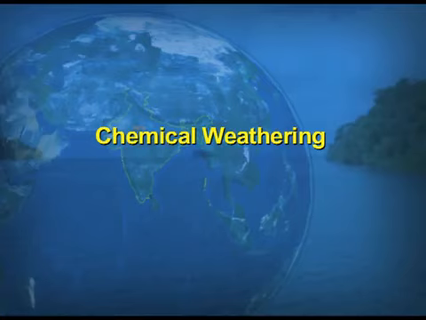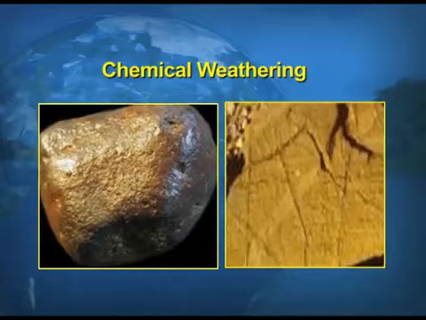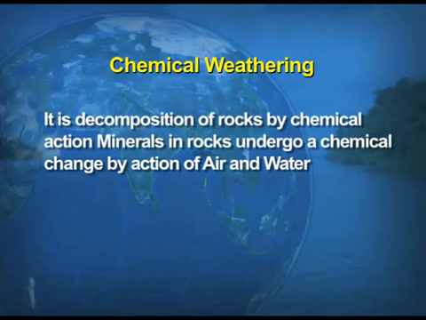Now, we take up the second type of weathering, children, and that is the chemical weathering. As the name suggests, when the rock disintegrates or chemically decomposes because of certain chemical reactions, that is known as chemical weathering.